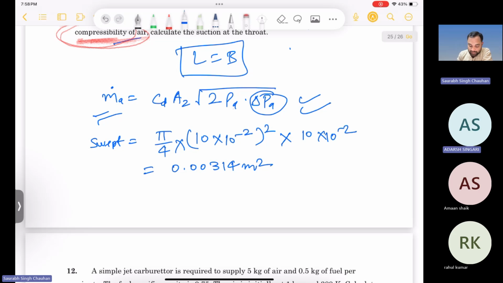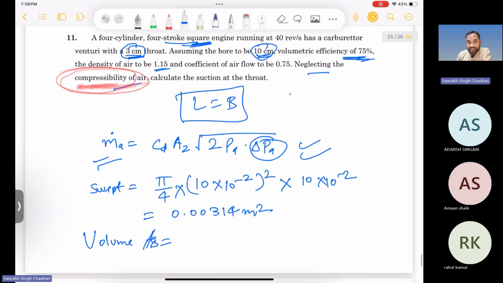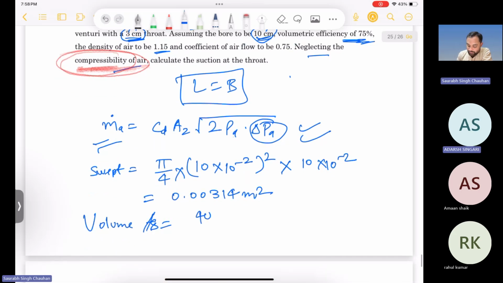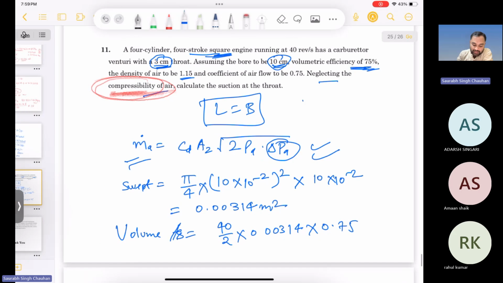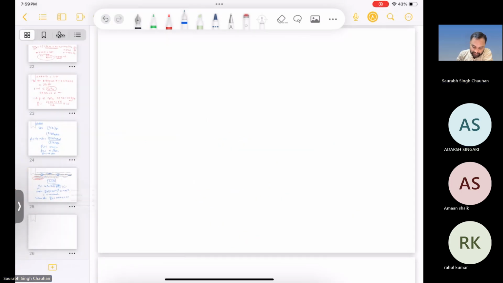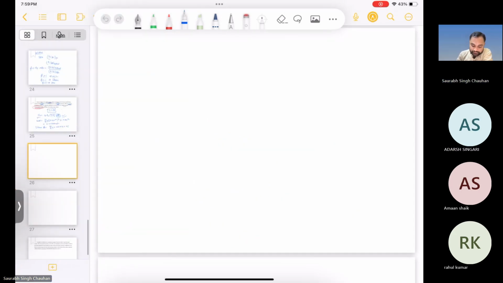Now if you need volume of air that is sucked per unit time or per unit second, that will be equal to number of cycles. How many cycles? 40. 40 divided by 2 because it is a 4-stroke engine, right? So 40 divided by 2, these are the number of cycles. In one cycle, how much volume? 0.00314 meter cube. And volumetric efficiency is given to be 75%, right? 0.75. So now you will get the volume per unit time.